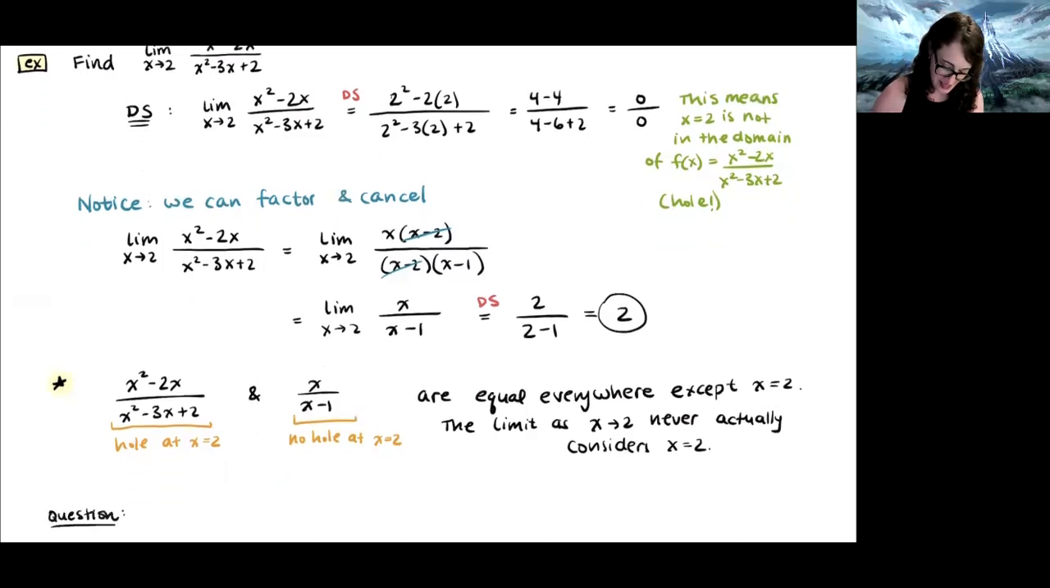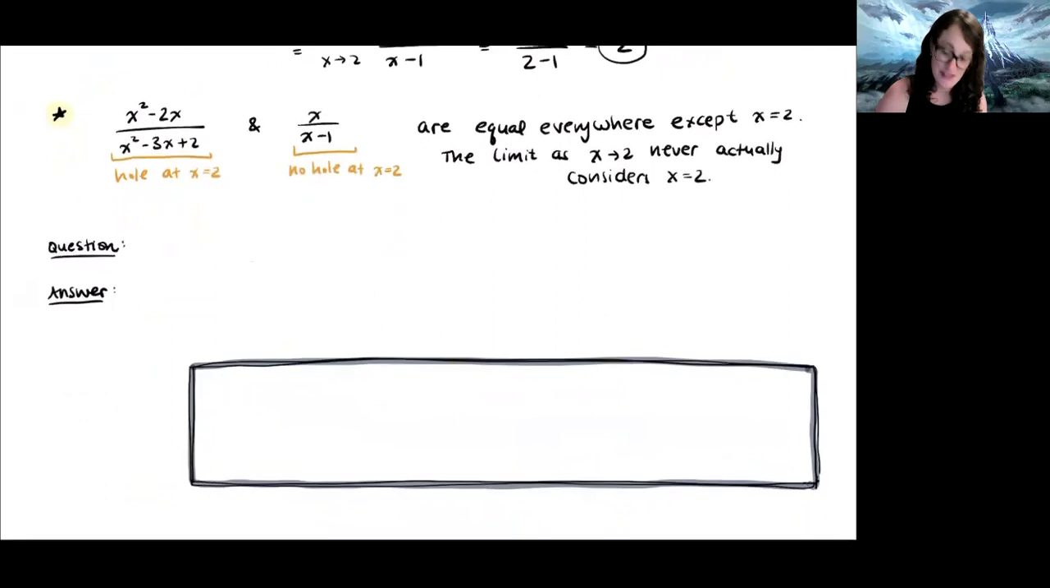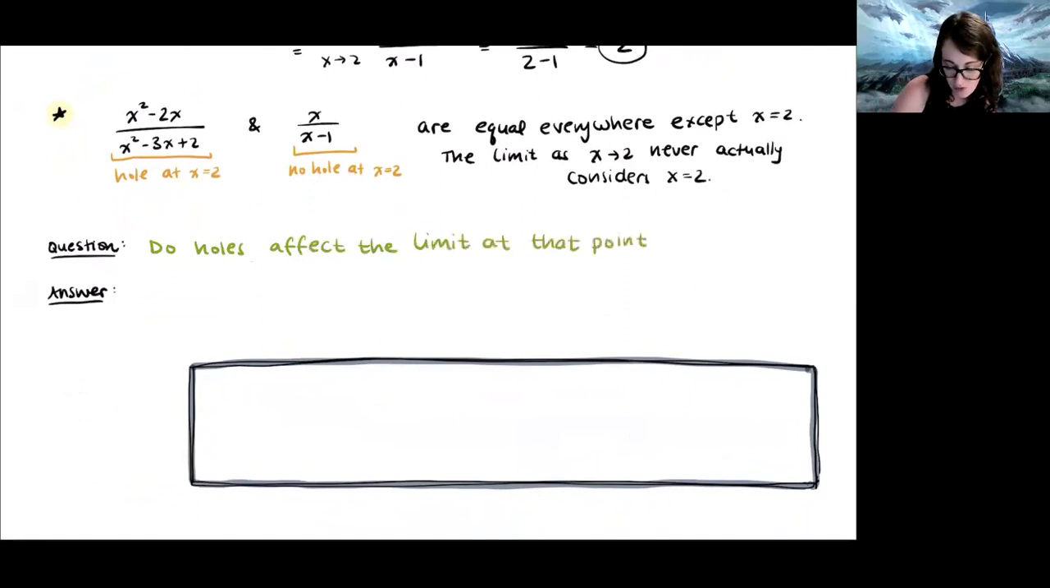Okay, so here's that summarized in one more way. Something to really remember about limits: a question, do holes affect the limit at a point? Well, at that point where the hole is. Do holes at a point affect the limit? And the answer is no, never.